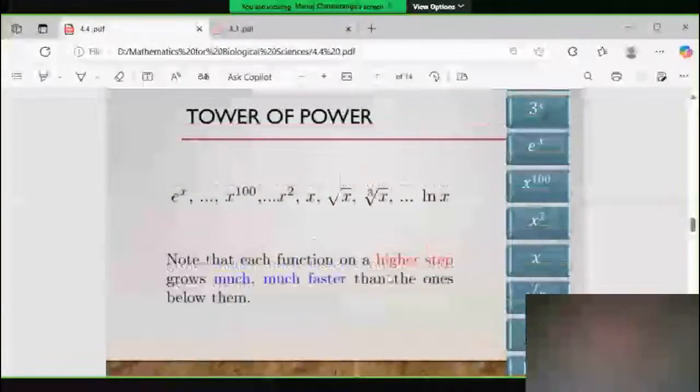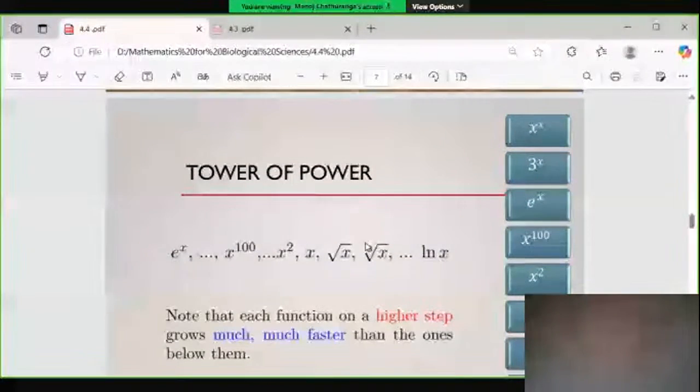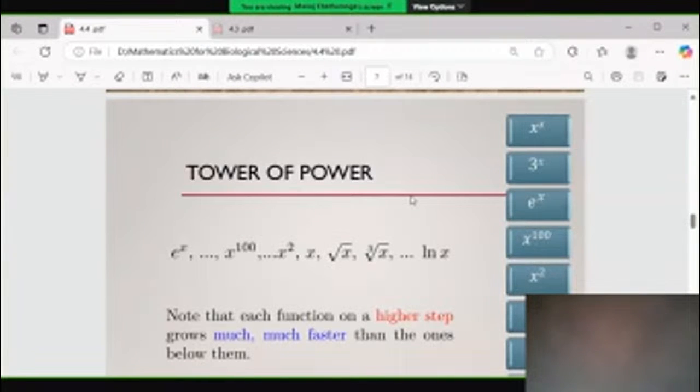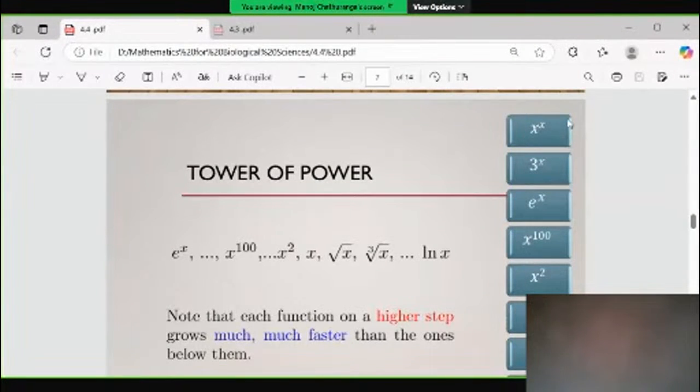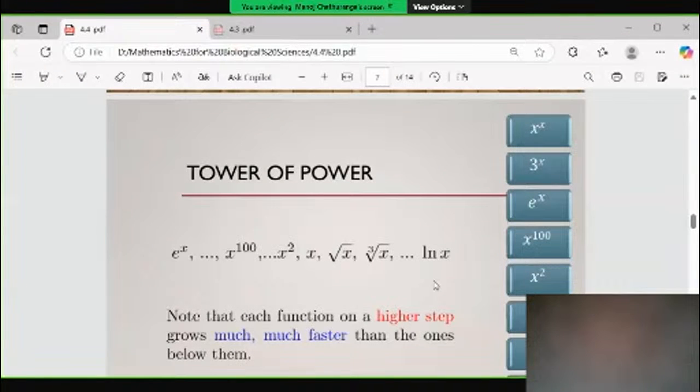And also sometimes it is helpful to memorize this construction called the Tower of Powers. So in the very top of this Tower of Powers, I have put x to the power x. When x goes to infinity, x to the power x has the largest growth rate. What I have done is I have arranged these simple functions according to their growth rate.